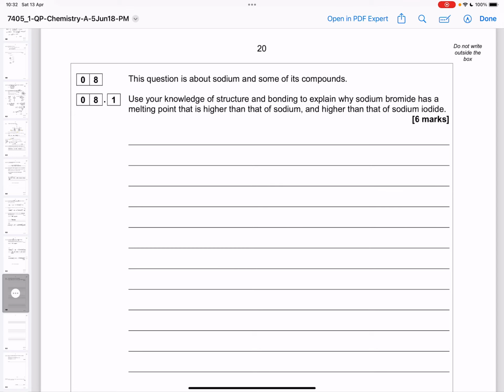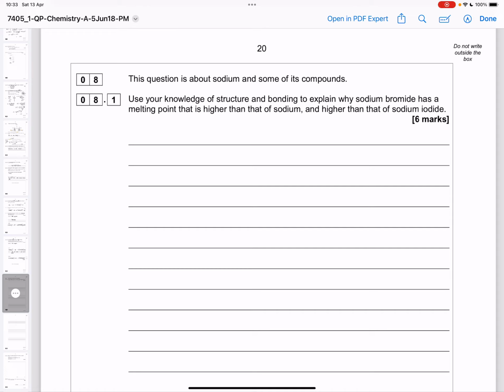This question is about sodium and some of its compounds. Use your knowledge of structure and bonding to explain why sodium bromide has a melting point that is higher than that of sodium and higher than that of sodium iodide.